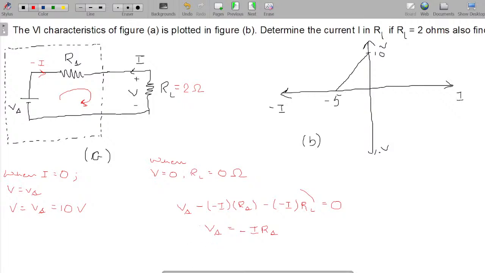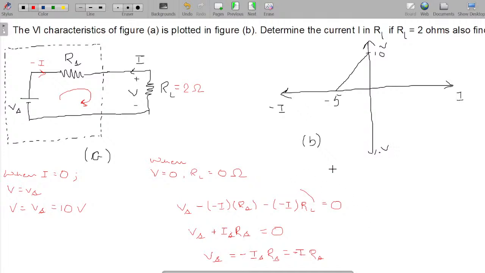Should I write it again? Yeah, wait, I'll write it completely. See, when RL equals 0, we can write it as plus Is Rs. This is 0, so again no point, and Vs is equal to minus Is Rs, and Is is again equal to I, so we can write minus I times Rs, right?